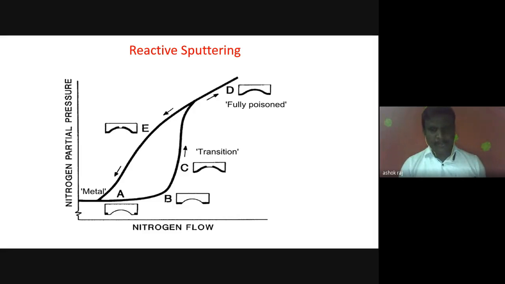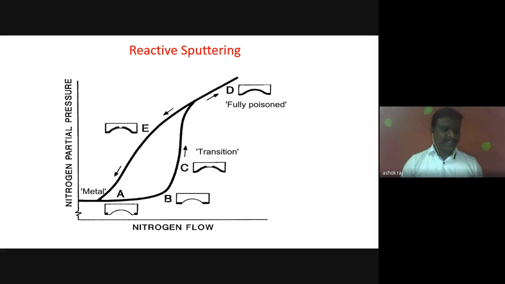Here I mentioned one word, fully poisoned. Fully poisoned means a new compound formed. In this racetrack diagram, there are two positions: one is the initial stage, that is called the metal stage, and the second stage is the fully poisoned stage. In between the metal and the fully poisoned stage is called the transition stage. Using this transition stage, we can restrict the thickness of the film and the rate of deposition also.